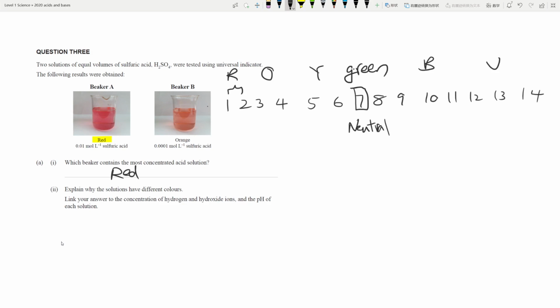So pH 1 to 2 is red, 3 to 4 is orange, 5 to 6 is yellow, 8 to 11 is blue, 12 to 14 is purple or violet. Okay, so just remember the rainbow colors. Even my 5-year-old can remember the rainbow colors: red, orange, yellow, green, blue, violet. Write it down. And then this side, this is your strong acid. This side, 1 is the strongest one. These ones are the strong acids.